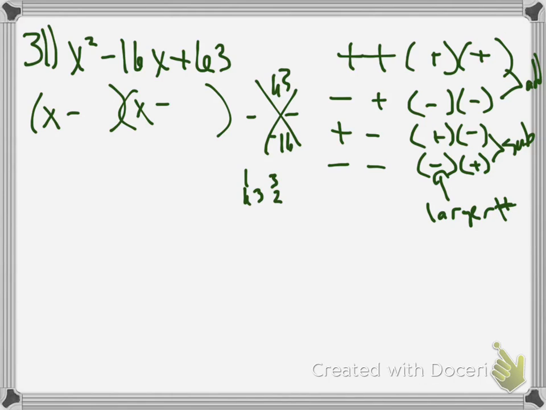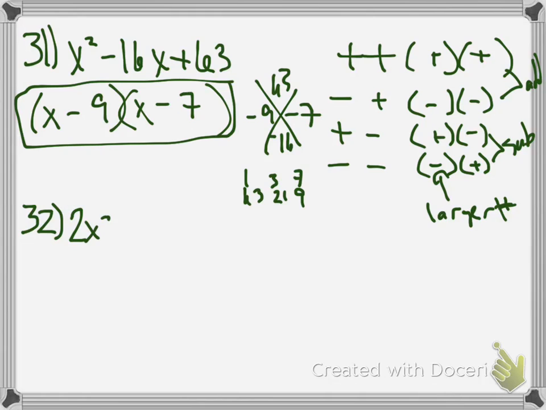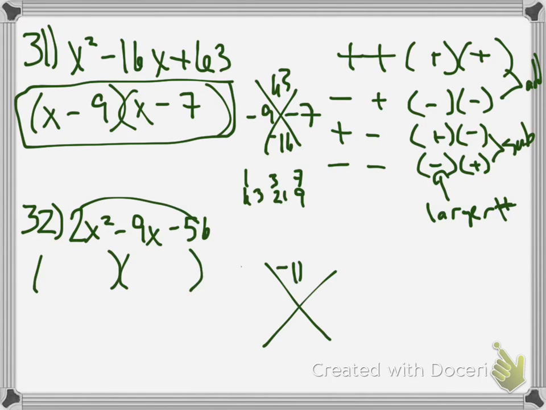So really, like 1 and 63, 3 and 21, I'm dividing. 63 divided by 3 is 21. 63 divided by 4 doesn't work. By 5 doesn't work. By 6 doesn't work. 7 goes into it 9 times, and 7 plus 9 is 16. So there you go for factoring. Now, I don't have factoring on the test, but I do have solving by factoring.